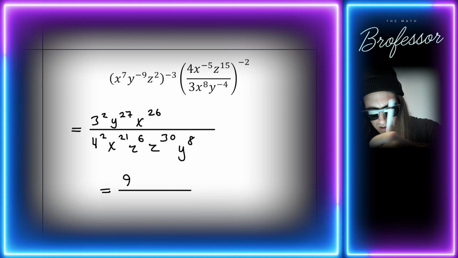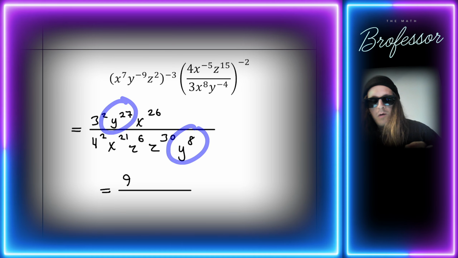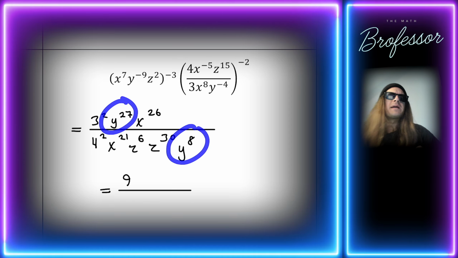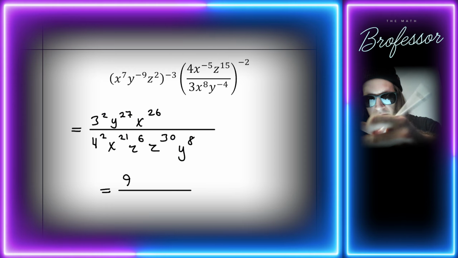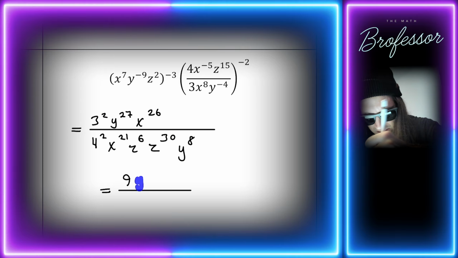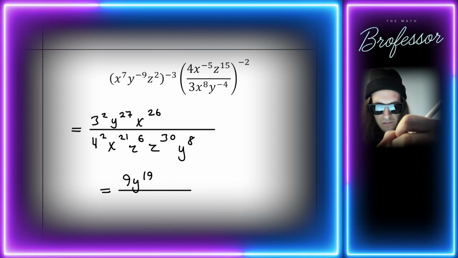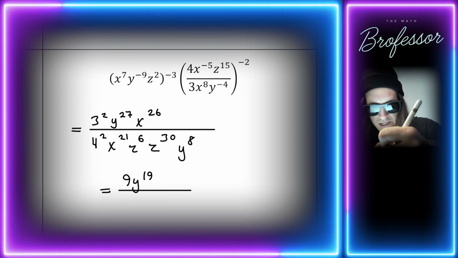Three squared is 9. I can combine my y's, y to the 27 over y to the 8. Those are being divided. Just because they're not right on top of each other, it doesn't matter. It's still a y up top, a y on bottom. Use the quotient, subtract the exponents. 27 minus 8 is 19. What about the x's? How many x's do we have going on right here?